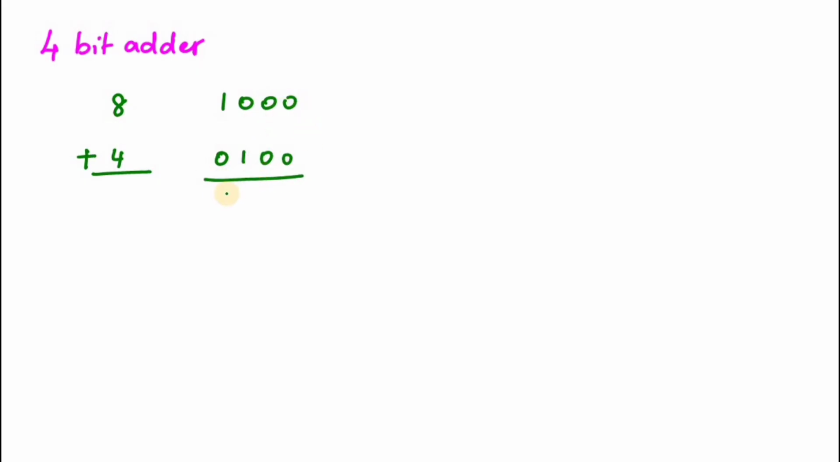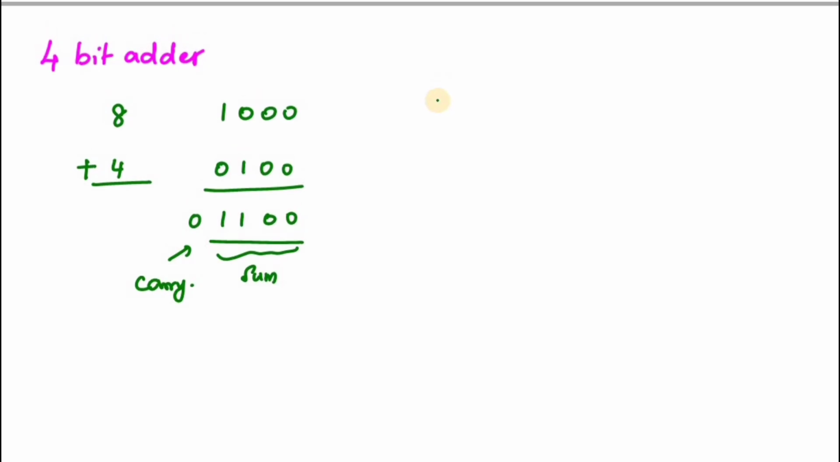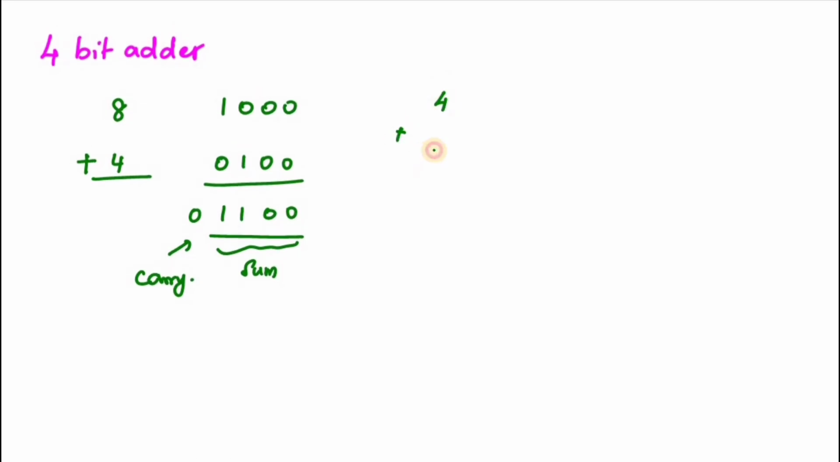So if I add these two bits, I will get the answer as 1100, and the carry of this one is 0. These are my sum values, and this is my carry value. So always the carry bit is... Suppose I want to add 4 with 8, so again the answer will be 12, right?